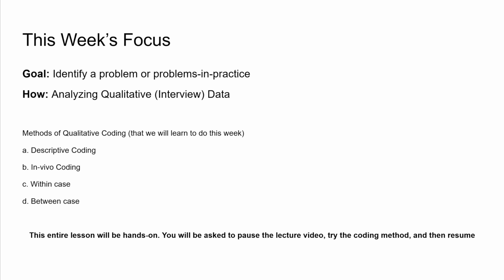Hey class, this week we're going to talk about how to identify a problem in practice, or problems in practice, from qualitative data. You're going to learn how to do several types of what is called qualitative coding, or analyzing qualitative data. And we're going to talk about strategies or sequences that we can use in order to combine these coding methods together to get at some deeper level trends across the interviews that we'll have conducted with our participants.